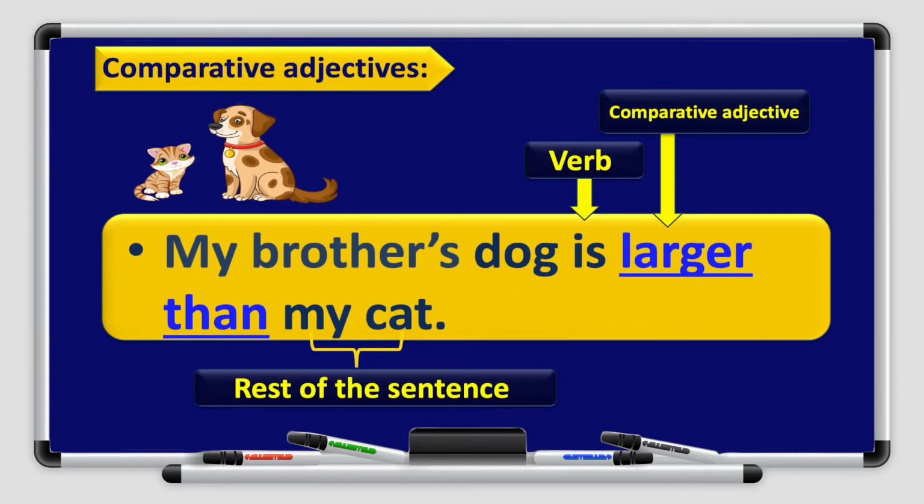Let's see some examples. Comparative adjectives. My brother's dog is larger than my cat. I have two objects here to compare, a dog and a cat. The verb here is, then larger is the comparative adjective, and I use the word than, and then the rest of the sentence. One more time, listen to the sentence. My brother's dog is larger than my cat. Can you think of examples using comparative adjectives? Sure you can.